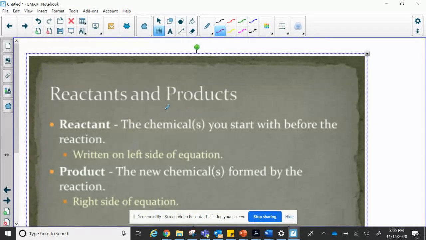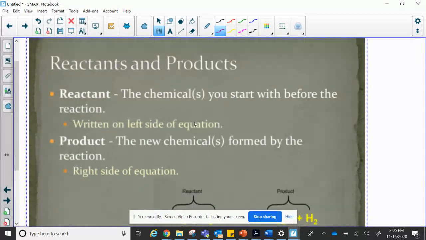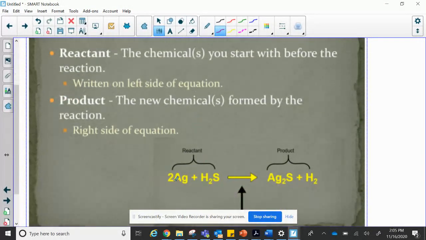Let's talk a little bit about the different parts of a chemical equation, just so you guys are familiar with that. There are reactants. Those are the chemicals you start with before the reaction. So down here, in this example, we start with silver and hydrosulfuric acid. Those are our reactants, what we start with. And then our products are the new chemicals that are formed by the reaction. So those are always where the arrow points, the right side of the equation. So our new products are silver sulfide and hydrogen gas, okay?